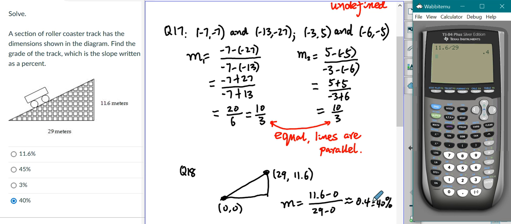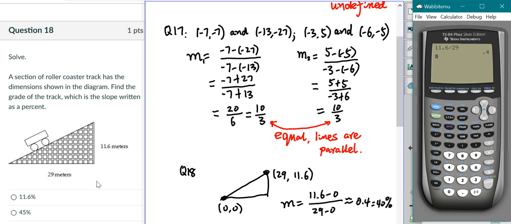0.4 is 0.40. We shift the decimal point 2 digits to the right, and we have 40%. So here we should choose this one. Now we know if the manager in some park says, how steep, what is the grade of the track, they say 40%, then you know that's rise over run, which is 0.4. Okay, that's the application.